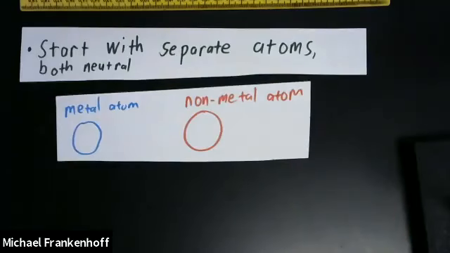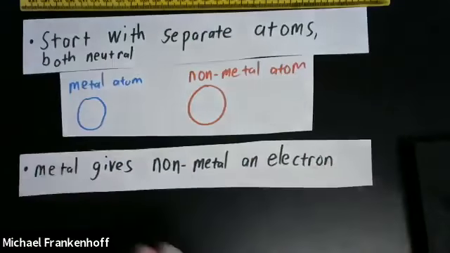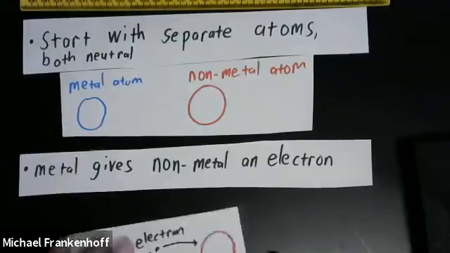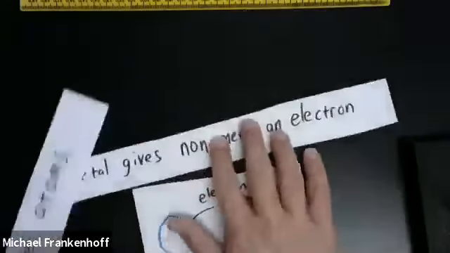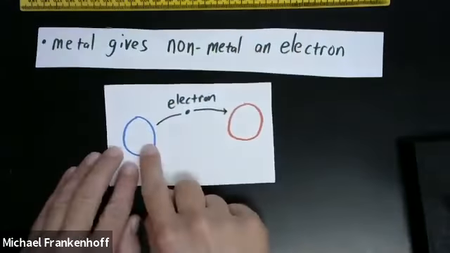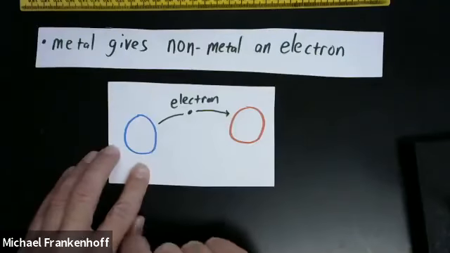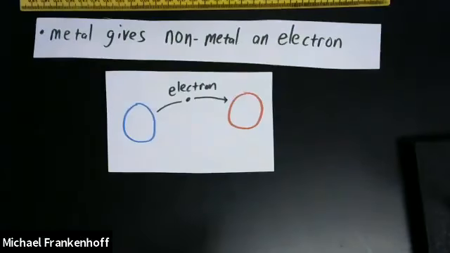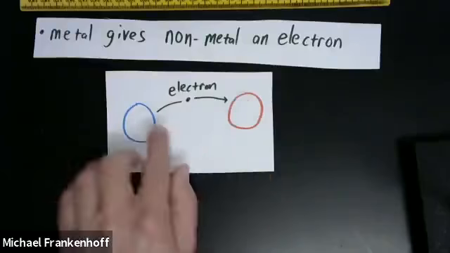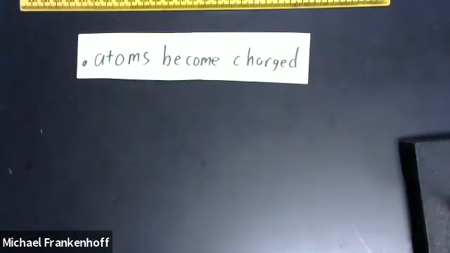The next step is that the metal will give the non-metal an electron, like this. Here's the metal. Oh, can you see it? Let me scooch these out of here. The metal, which is sodium in this case, will give the non-metal an electron over here. That transfer takes place. Once the metal gives the non-metal an electron, these are no longer neutral atoms, because their electrons and protons don't balance. So now the atoms become charged.